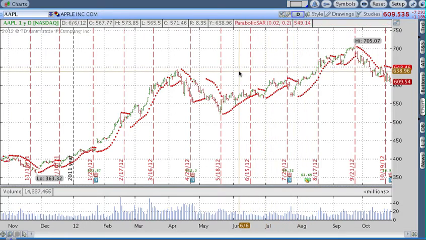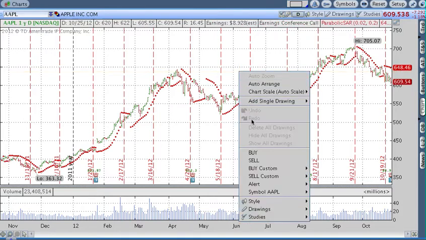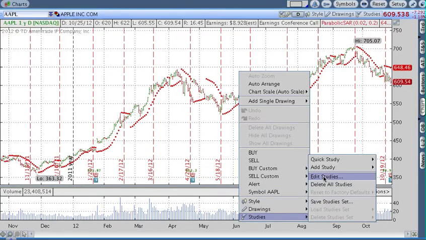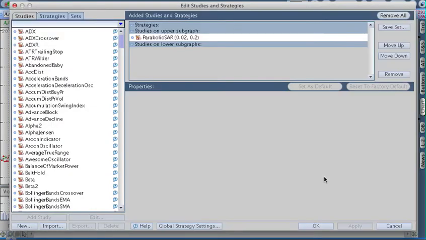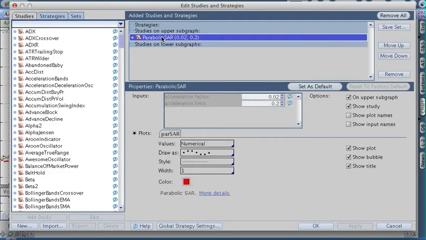So I said that there was a way to actually change the settings, and so if you come into your indicator and you go to your studies and you go to your edit studies, depending upon what platform you're using, what you can do is actually change the sensitivity. And so this is really two things, the acceleration factor and the acceleration limit. So here it's set to 0.02.